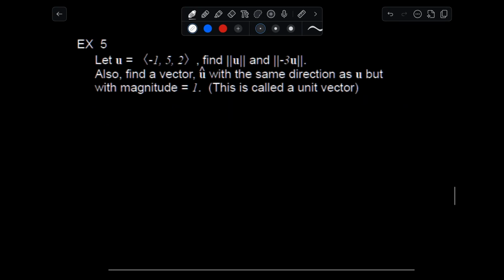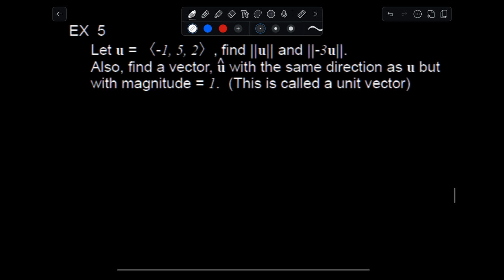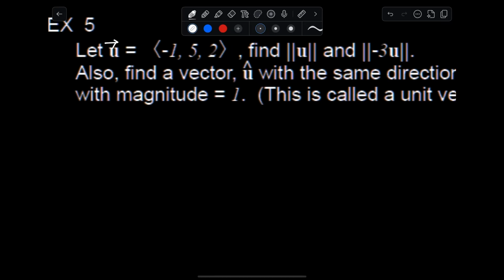Okay. Example 5. Let the vector u equal -1, 5, and 2. Find the magnitude of u and -3u. Also find a vector u hat in the same direction as u, but with a magnitude equal to 1. This is called a unit vector.